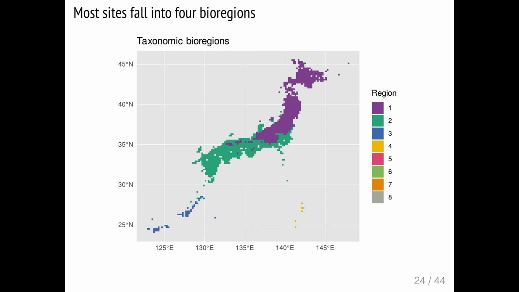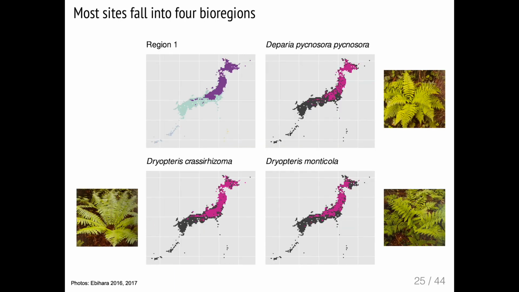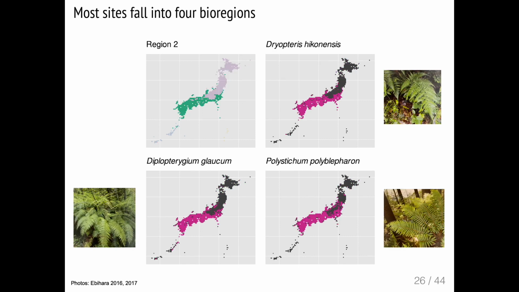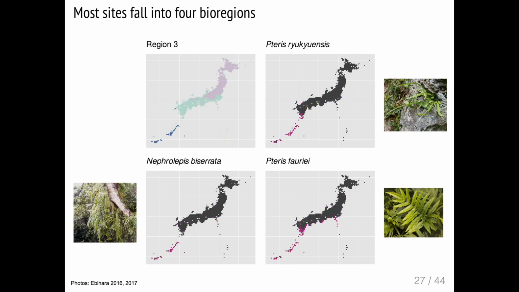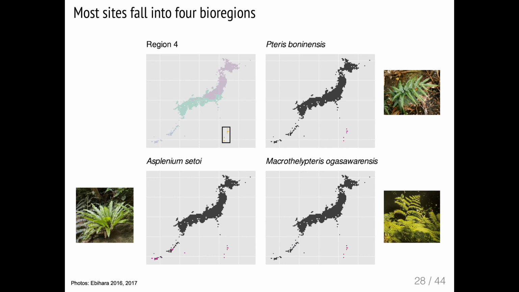So next I'll show some examples of species distributions that exemplify each region. In Region 1, we have species of Diperia and Dryopteris. In Region 2 are species including Dryopteris hikonensis, Diplopterygium glaucum, and Polystichum polyblepharum. In Region 3, the southern islands, we have some Pteris and Nephrolepis biserrata. And Region 4, the Bonin Islands, include some endemic taxa.